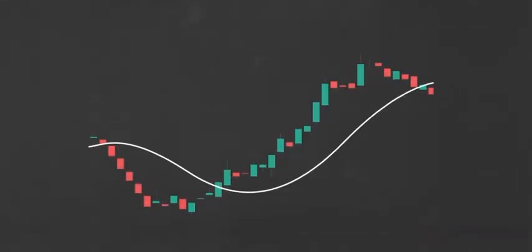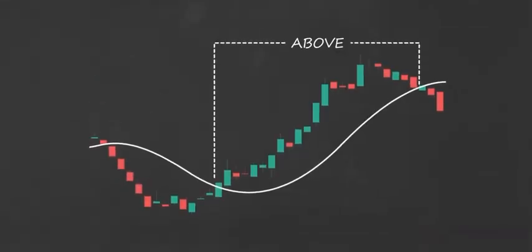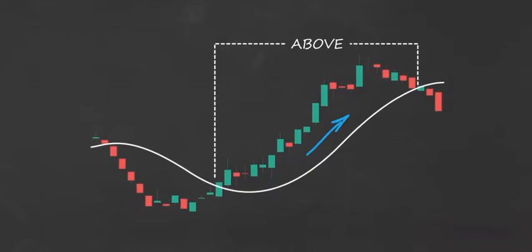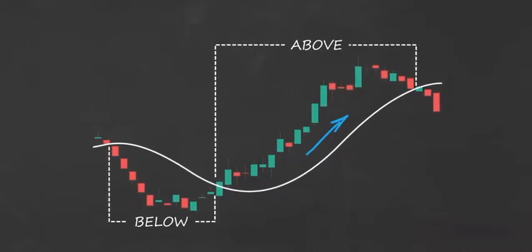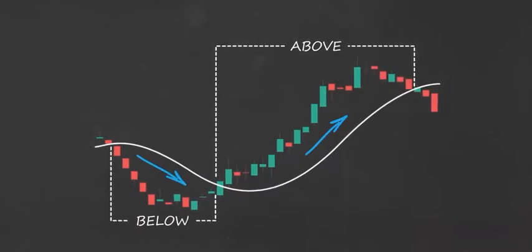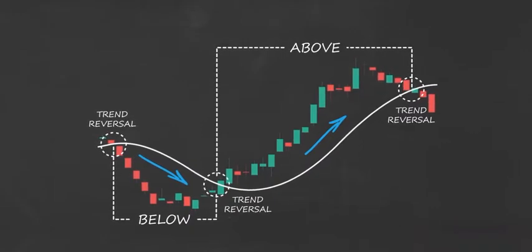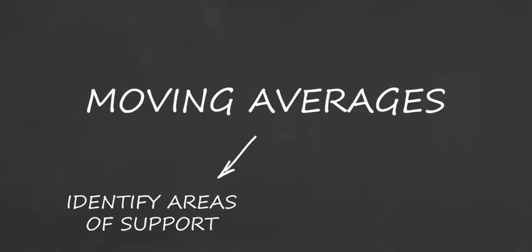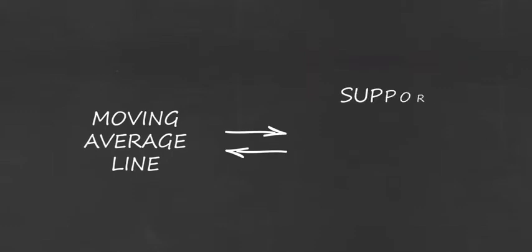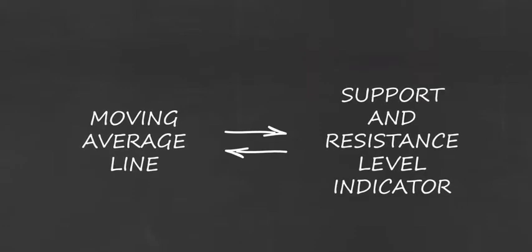When the price is above the moving average line, we consider the instrument to be in an uptrend. Conversely, if the price is below the moving average line, we consider it to be in a downtrend. The breaking of the moving average line usually implies a trend reversal. Moving averages are also used to identify areas of support and resistance. Many traders will consider the moving average line as a support and resistance level indicator and base trades on it.